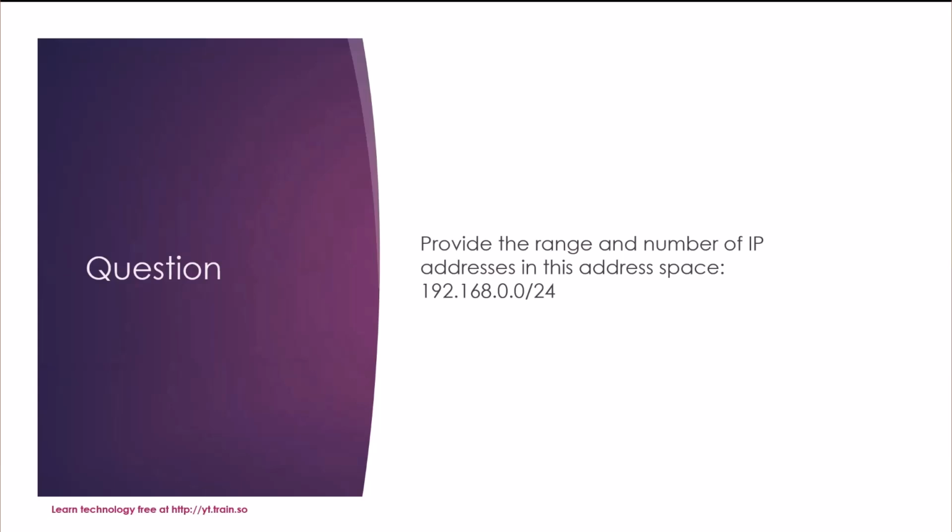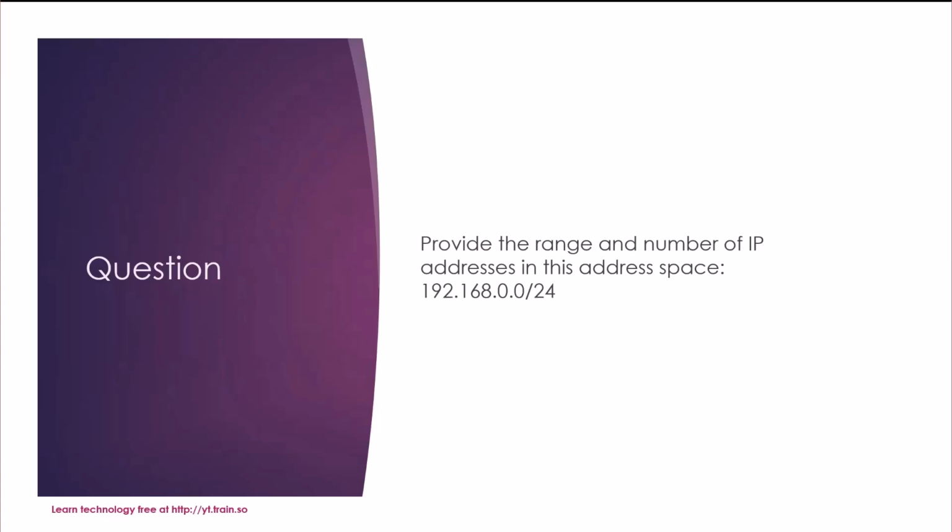192.168.0.0/24. Range means what is the first IP address and what is the last IP address, and also the number of IP addresses. So range means starting and ending has to be an IP address. So how many IP addresses are possible in this address space?